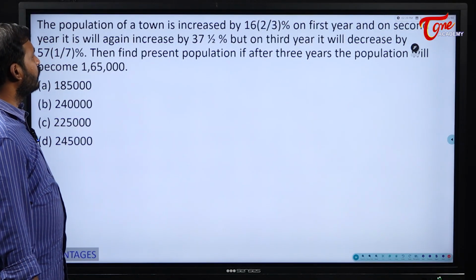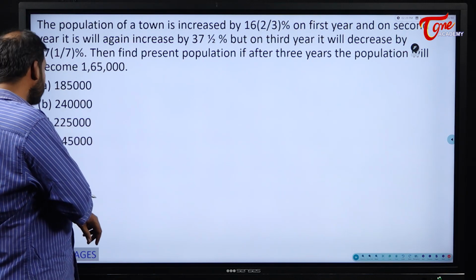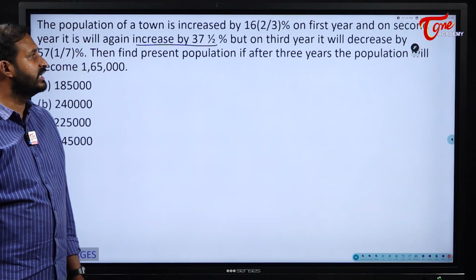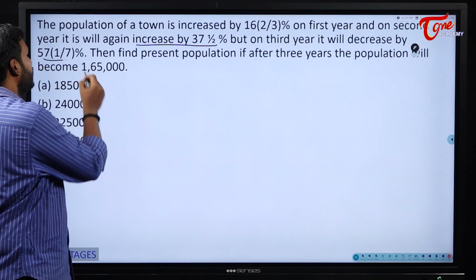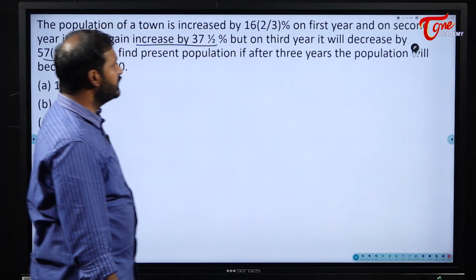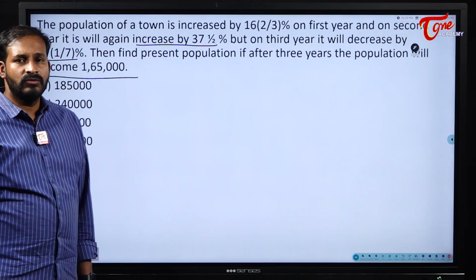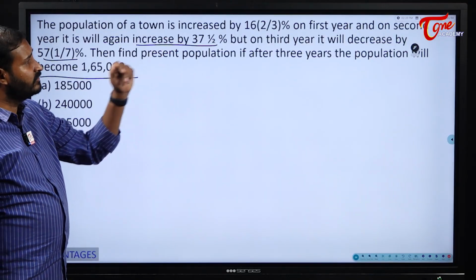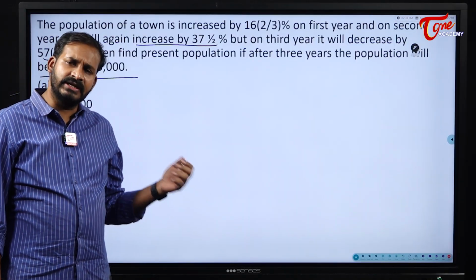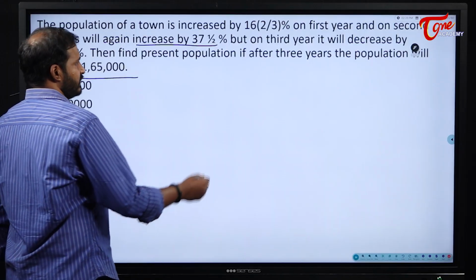The population of a town is increased by 16 2 by 3% in the first year, and in the second year it once again increases by 37.5%, but in the third year it decreases by 57 1 by 7%. Then find the population, if after the 3 years the population becomes 1,65,000. Okay. So see here, please observe, the value is changed 3 times. If we go with our traditional method, definitely it will waste our time. So we will go with the basic and easy method.